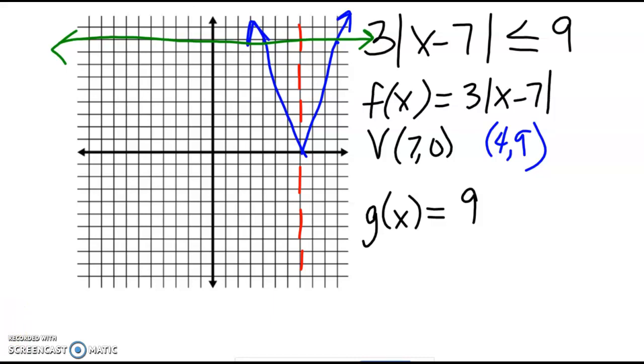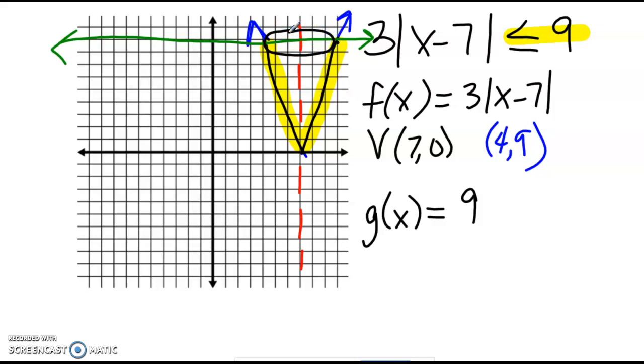So the green line represents when y equals 9. Our inequality wants to know when our function is going to be less than or equal to 9. So the green line says where it is equal to 9. This part of the graph is where it is less than 9. Our y values are less than 9. So we want to talk about the x values that give us, from here to here, y values that are less than or equal to 9.